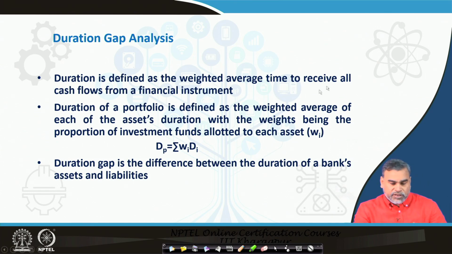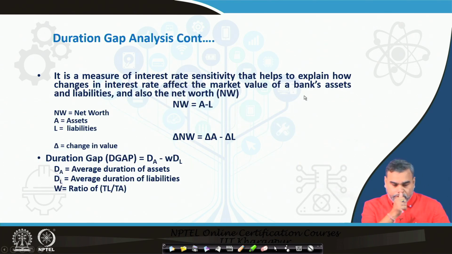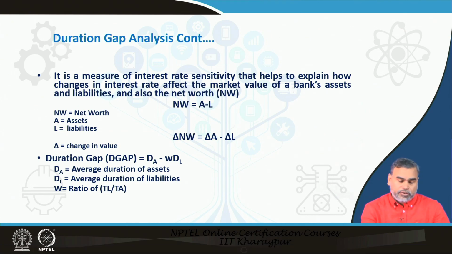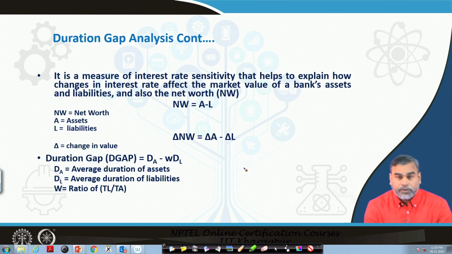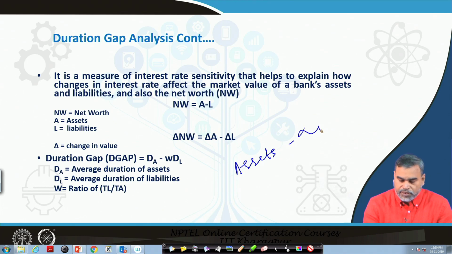Let us see how it is calculated in the general case. This duration gap is a measure of interest rate sensitivity that helps to explain how changes in interest rates affect the market value of the bank's assets and liabilities, as well as the net worth. The net worth, as we already know for any organization, is nothing but the assets minus the liabilities, which is the owner's equity.